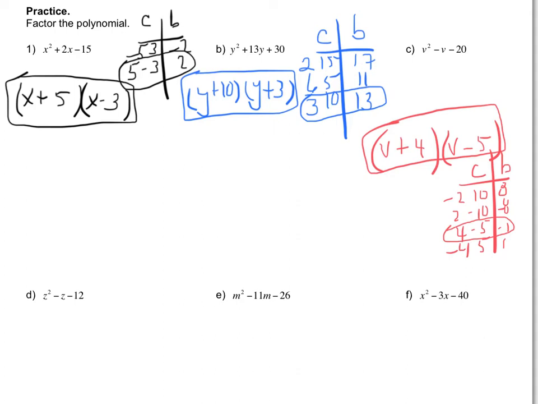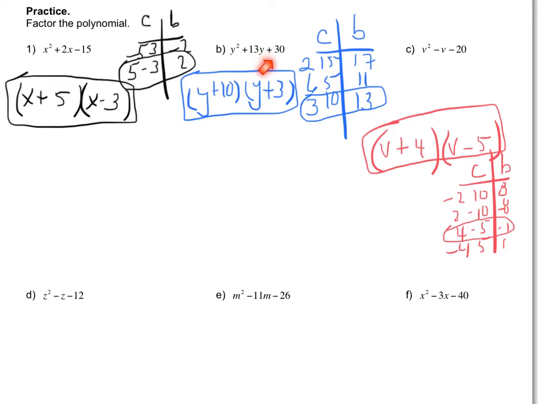Focusing on the first one for A, we're trying to find factor pairs that make a negative 15. So I first focus here on 5, negative 3, and negative 5, 3. When I do my sum, I need to get a positive 2. So 5, negative 3 would go into the bubble.